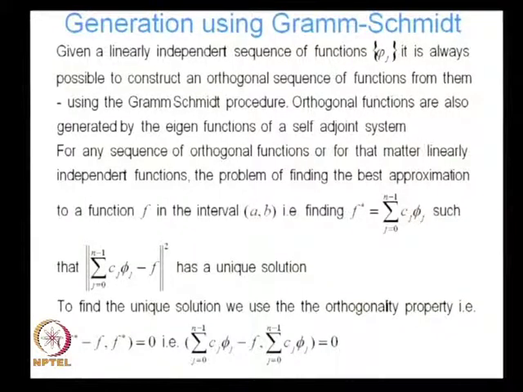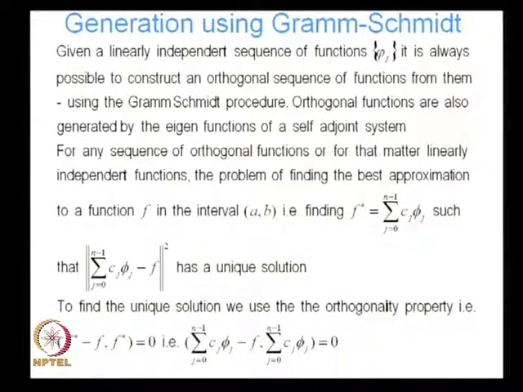When else do we get orthogonal functions? We looked at that earlier too, when we solved the eigenvalue problem. When we had a self-adjoint linear system and we tried to solve the eigenvalue problem for that system, we found that the eigenfunctions were orthogonal. So, the eigenfunctions arising from the eigenvalue problem of a self-adjoint linear system give me orthogonal functions. So, these are two ways we can generate orthogonal functions.